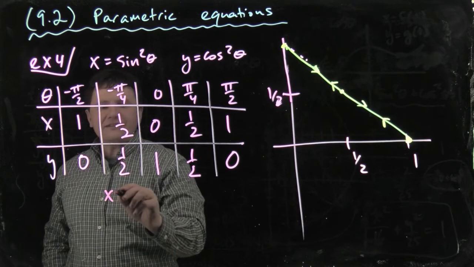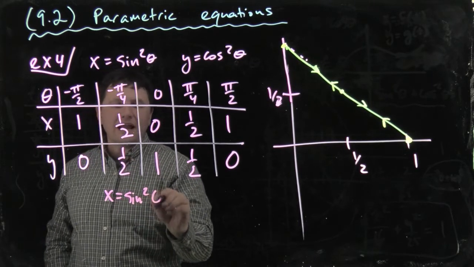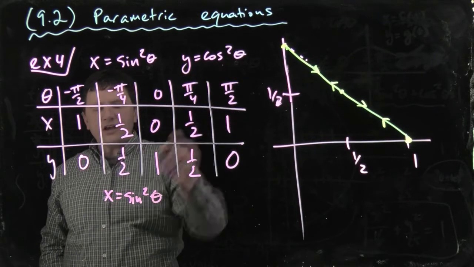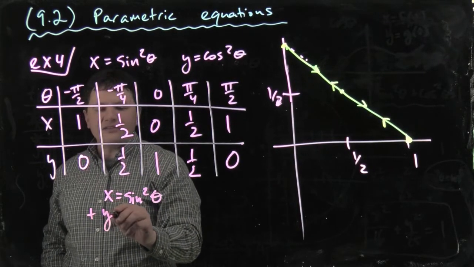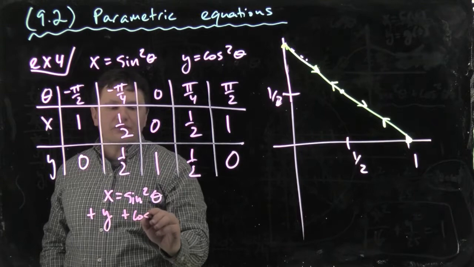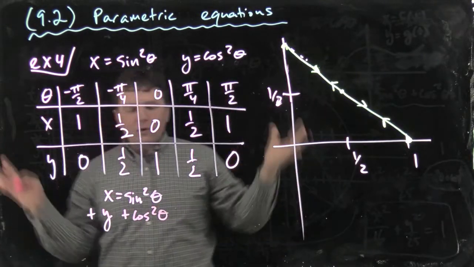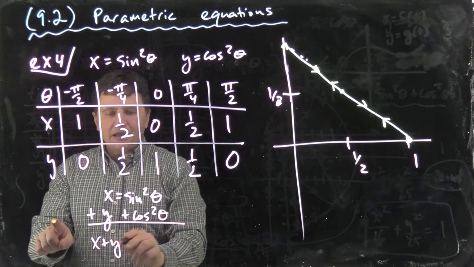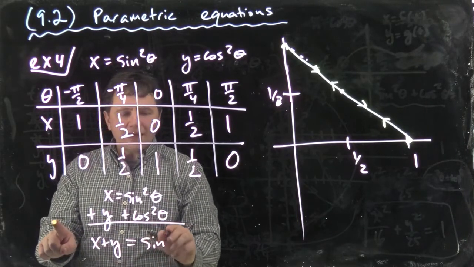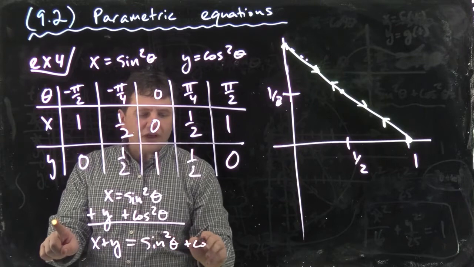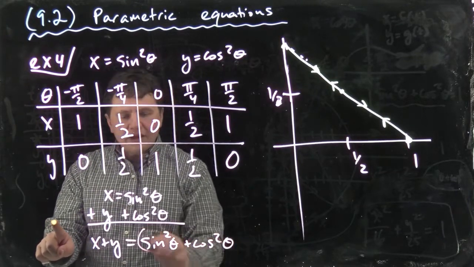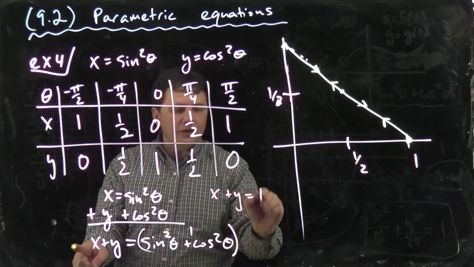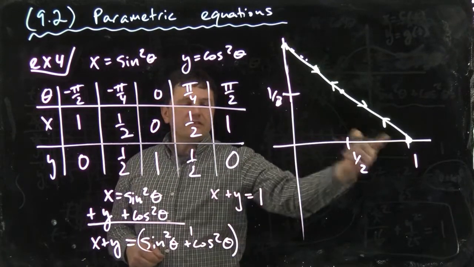Realize that I have x equals sine squared theta, and I'm going to use exactly the same thing on the other side. Since y is equal to cosine squared theta, I can add y to this side, and I can add cosine squared theta, and since those are equal, this equation will remain balanced. So I'm going to get x plus y is equal to sine squared theta plus cosine squared theta. And this, my friends, is just 1. Okay, so we get x plus y is equal to 1. And you can see that makes sense. It's just a line here, right?